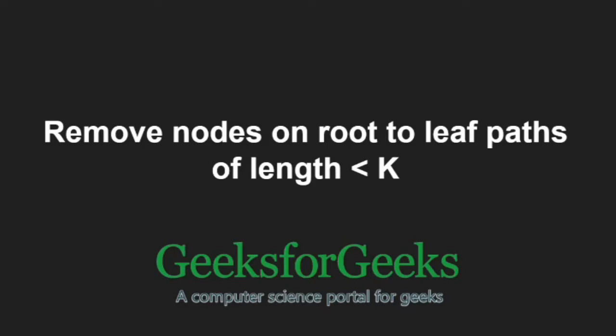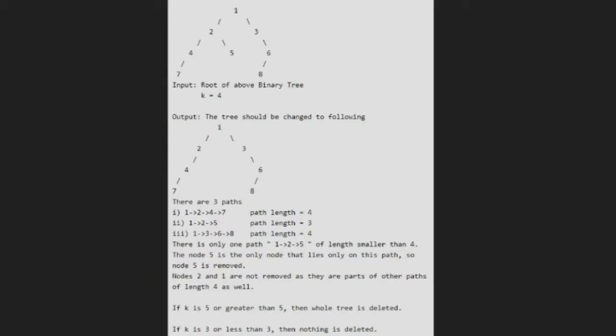In this video we are going to understand the program that removes nodes on route to leaf path of length less than k. First, let us take an example. In this example, if we take k as 4, we have to remove nodes on path less than 4. There is only one path, which is 1, 2, 5, and node 5 is the only node that lies in this path, so it will be removed.